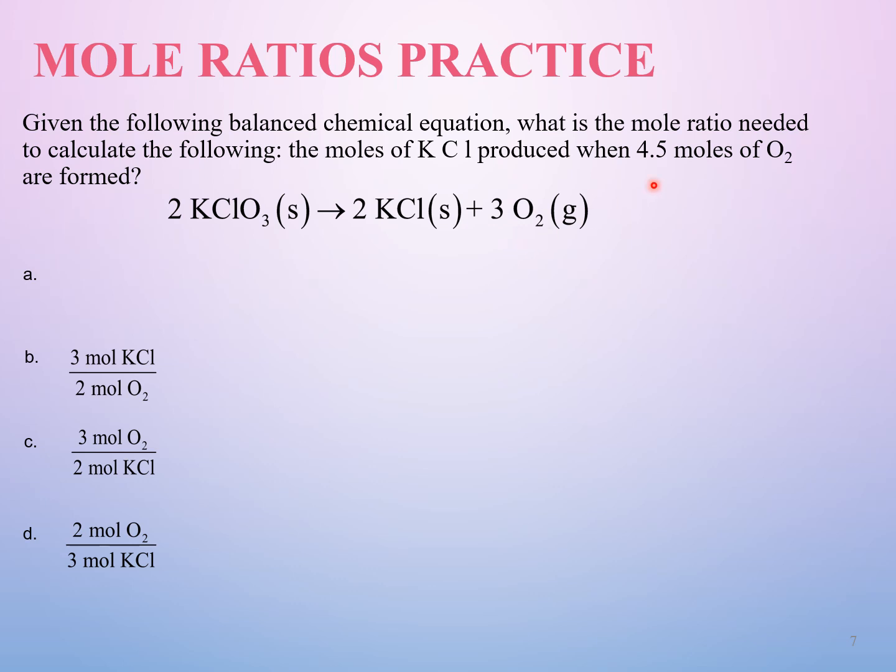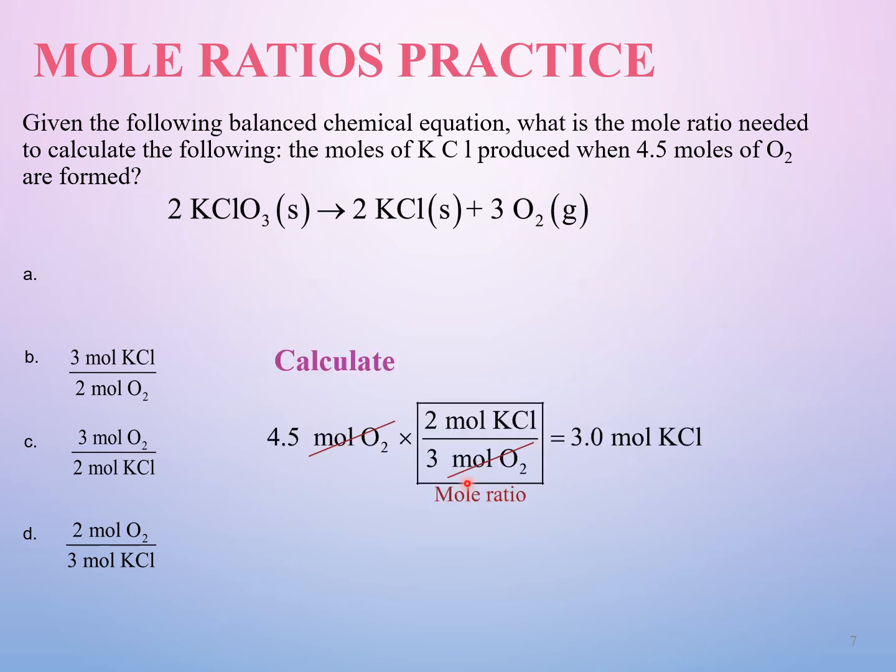And you want to start with O2 here. So 4.5 moles of O2 needs to be converted to moles of KCl. And you know the relationship is 3 moles of O2 to 2 moles of KCl. I know I need to put the O2 on the bottom for the 4.5 to cancel off. I will need 3 moles of oxygen on the bottom because it's 3 moles to 2 moles of KCl on the top. So my answer here will give me 3 moles of KCl.